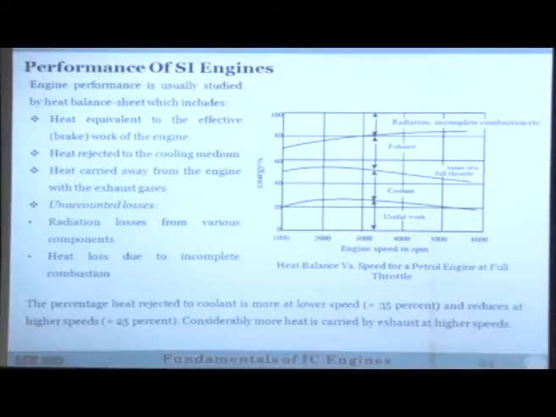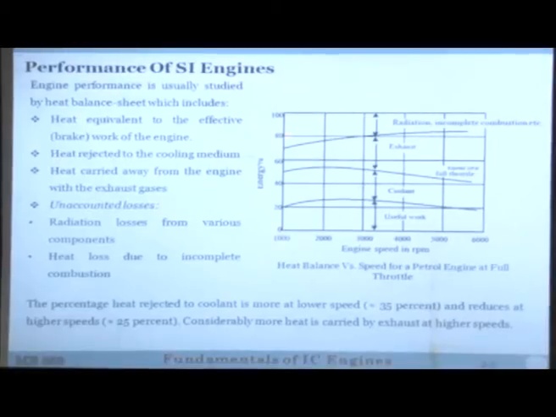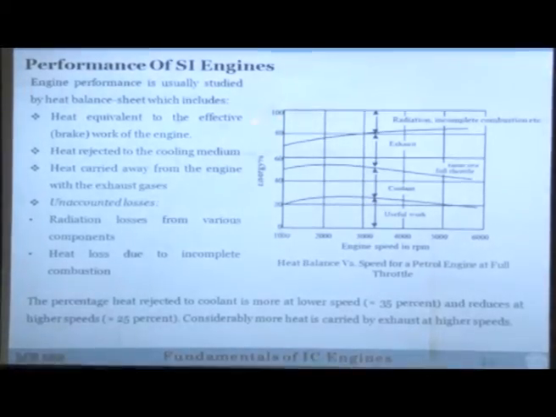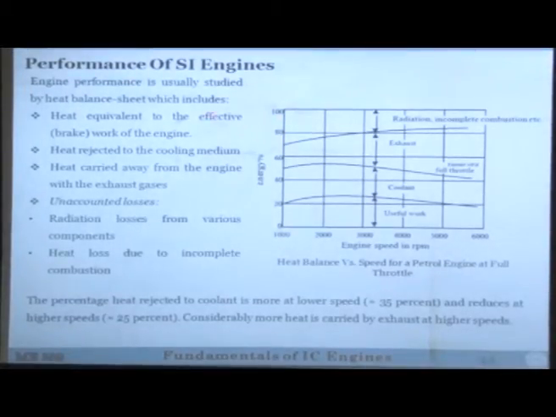So, here what you notice is that at low speeds you have a lot of losses, because at low speeds the friction will be high because you will be running the engine at lower temperature. So oil viscosity etc. is high, and therefore the friction is high. And as you keep on increasing the speed, this friction and related losses actually reduce.